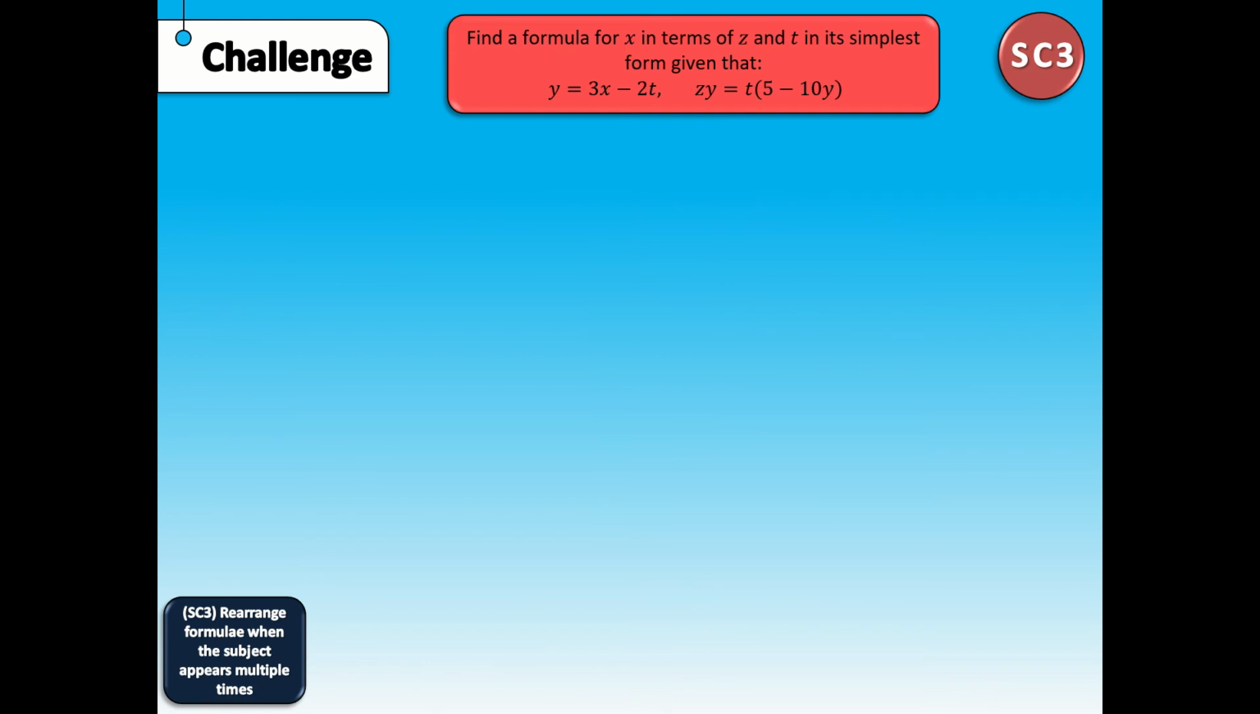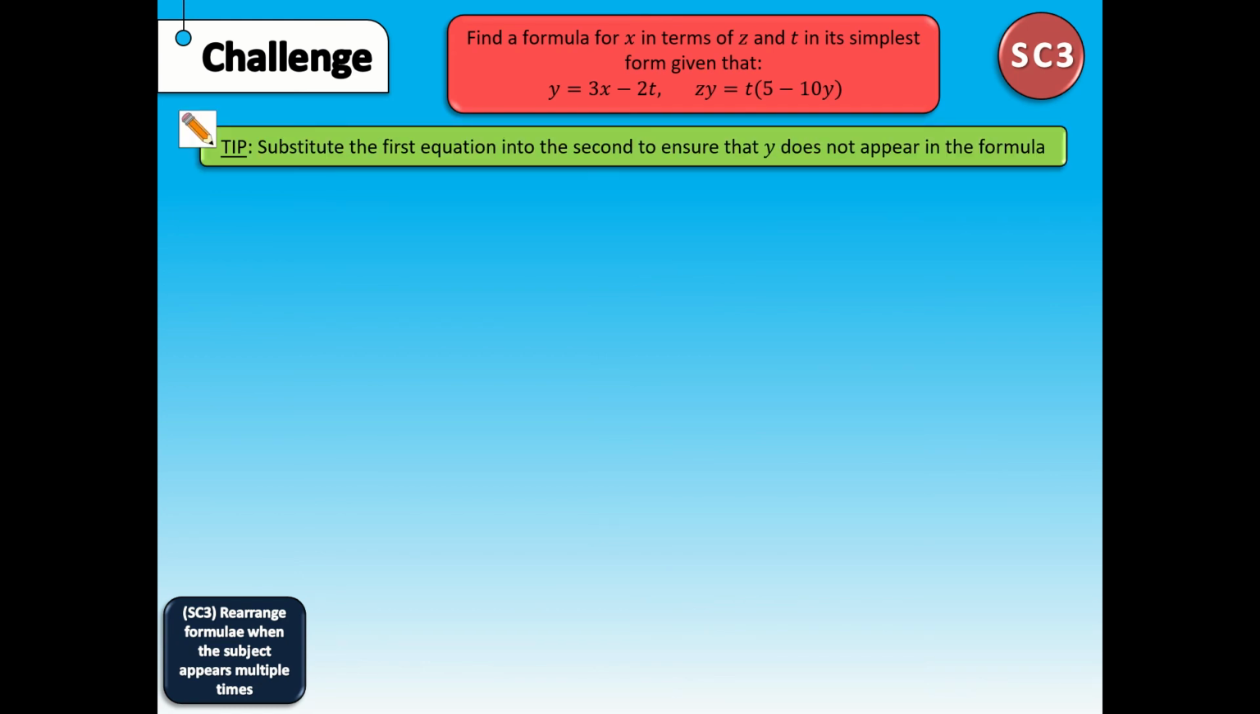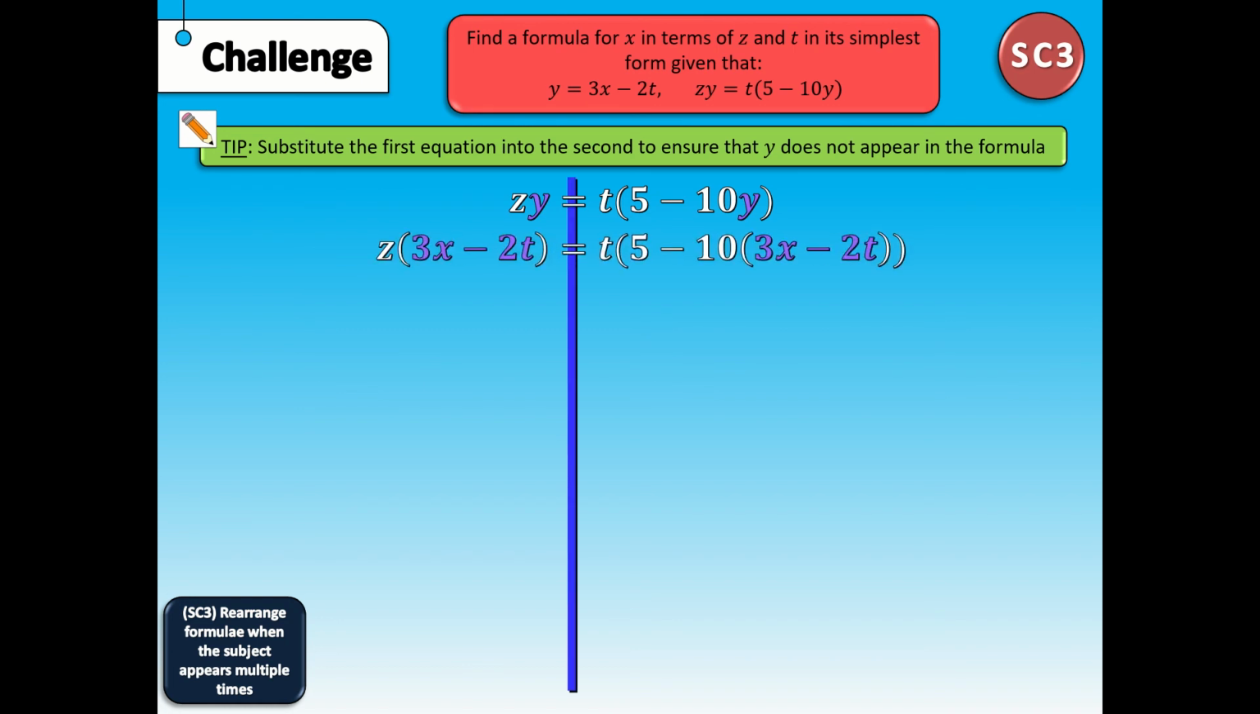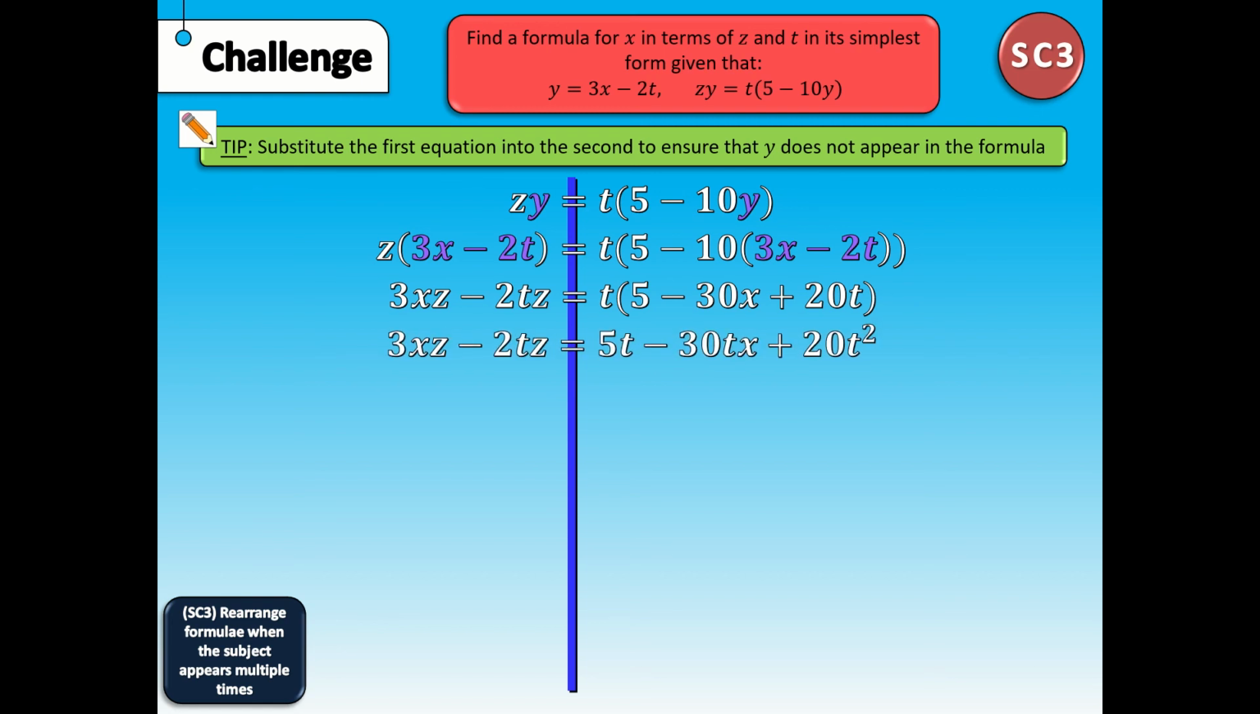And for the challenge, we substitute the first equation into the second to ensure that y does not appear in the formula. So we're told y equals 3x minus 2t. So we substitute that into the second formula. Then we can expand out the brackets. Then we expand out the second set of brackets by timesing everything by t on the right hand side.